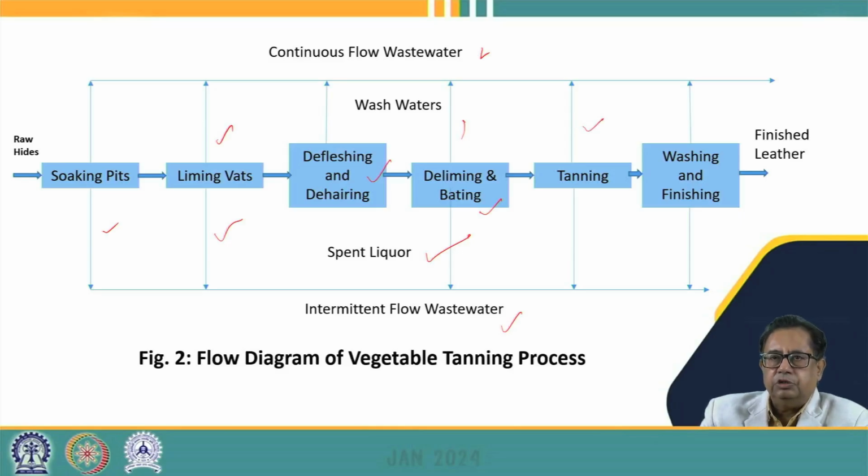After the tanning process, when we go for the washing process, it may lead to the continuous generation of wastewater, whereas the tanning extract that we are using, the spent liquor of the tanning process, may result in an intermittent flow of wastewater. Similarly, the washing and finishing process may lead to the generation of a continuous flow of wastewater, as well as an intermittent flow of wastewater, and then we get the finished leather.